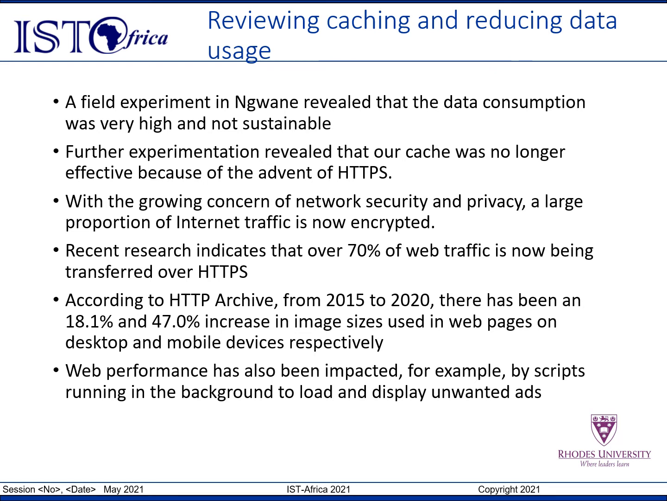According to HTTP Archive, from 2015 to 2020, there has been an 18.1% and 47% increase in image sizes used in web pages on desktop and mobile devices, respectively. Web performance has also been impacted, for example, by scripts running in the background to load and display unwanted ads.